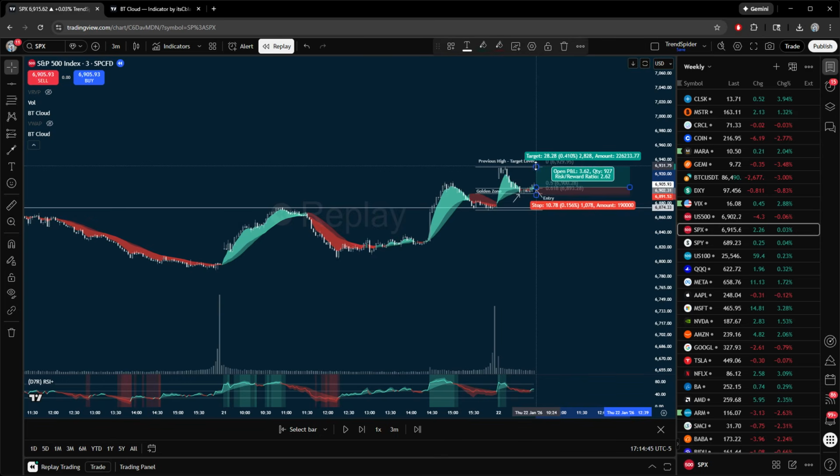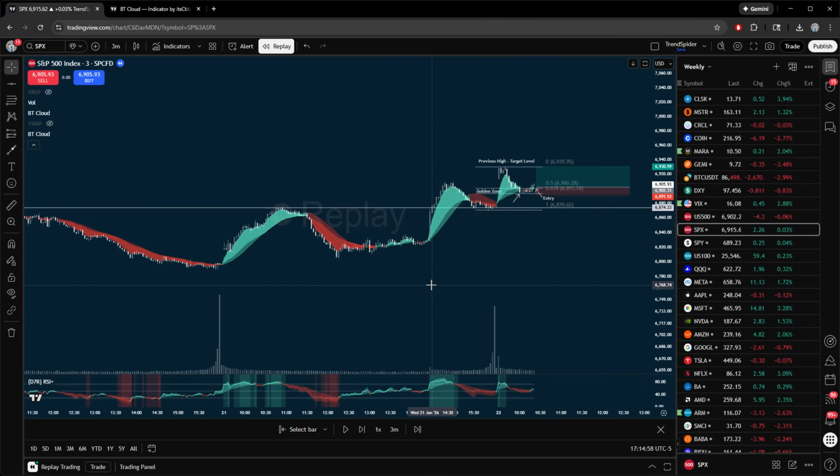Now for profit targets. Our target is the previous high at 6,930. That's where price peaked on that first opening wave. This is a clear resistance level that price will likely test again. Now we wait and monitor. Price is moving in our favor from our entry at 6,900.